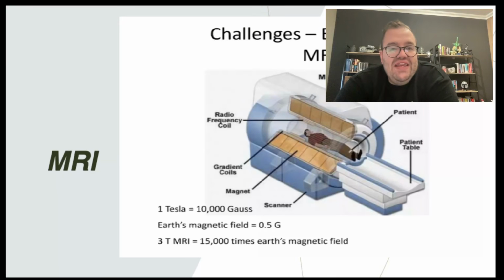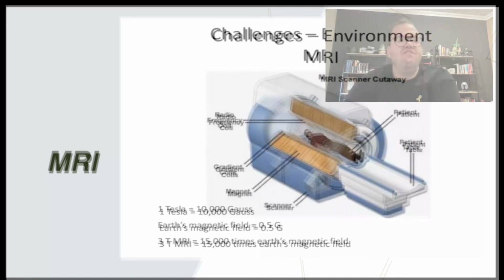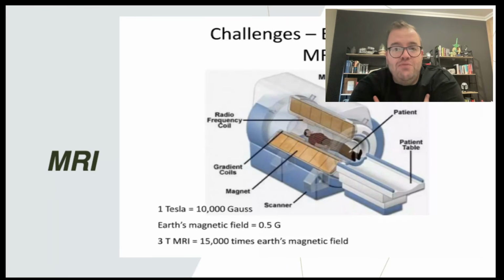And then finally, the MRI suite, okay, where I work all the time. So what are the challenges? Well, you've got a 1 Tesla machine, sends out a magnetic field of 10,000 Gauss. Put that into context, the Earth's magnetic field is only 0.5. So the modern MRI machines, the 3 Tesla machines, have a magnetic field that is 15,000 times stronger than the Earth's magnetic field.